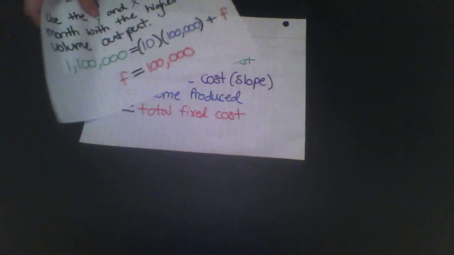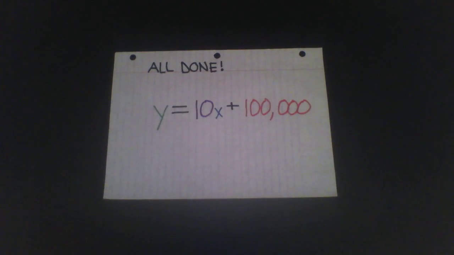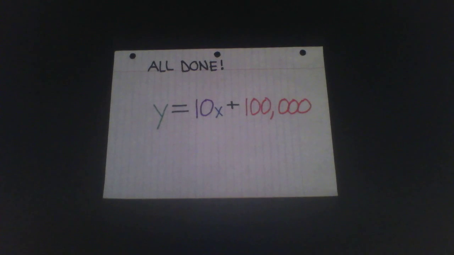This gives us the finished equation of y equals 10x plus 100,000. And that's the equation you could use to predict different total mixed cost in the future at a given level of output.